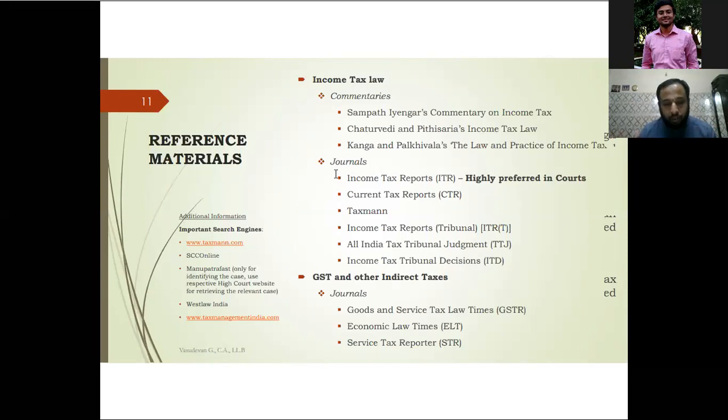Some of them run into 10 or 12 huge volumes, so the page number would go much more than 25,000 put together. And you also have Kanga and Palkhiwala's Law and Practice of Income Tax that I've written. It's just in 2 volumes, but it will give you a very brief overview. Okay, so these are the important commentaries.